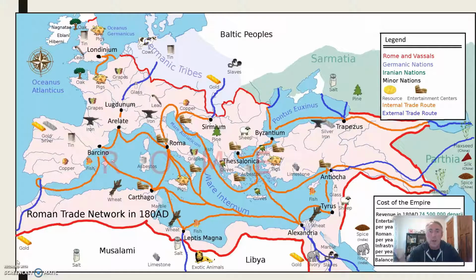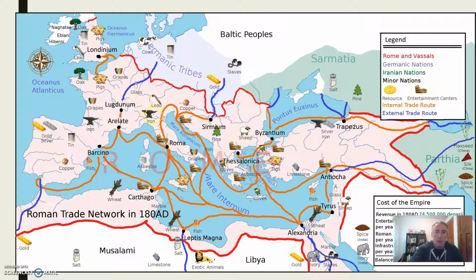Now, Roman trade, as you can see, was very, very extensive. It shows you the extent of the Roman Empire in the 1st and 2nd century, 180 AD, or CE. And it really shows you the massive network all around the Mediterranean, the Mare Nostrum, as it was called, our sea. So here you've got Rome right in the middle of it.